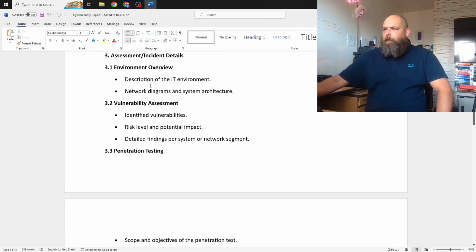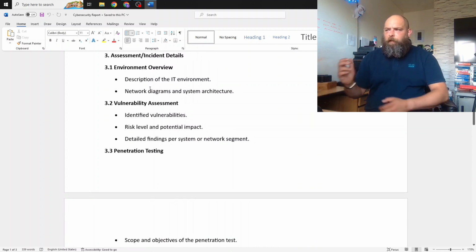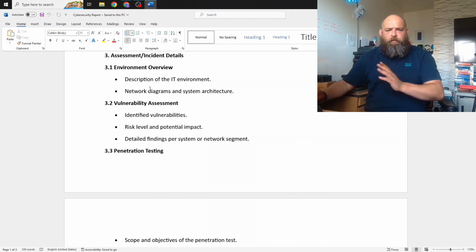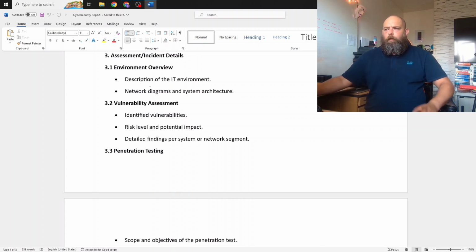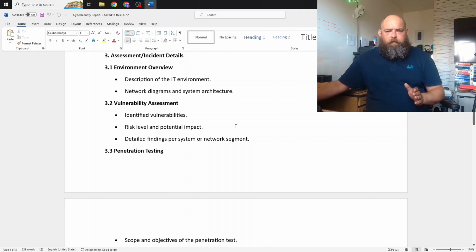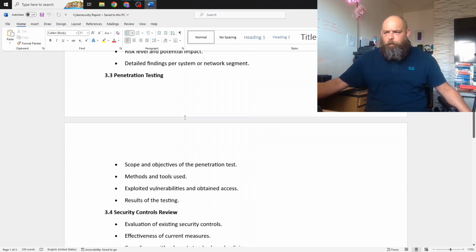Now, moving on, section 3.2 is a vulnerability assessment. Now, this would involve the utilization of a further document because of identified vulnerabilities, the risk level and potential impact, and details of findings per system or network segment. Now with this, typically what you would find is that there would be already an existing document that would have that listed within the security policies of an organization.